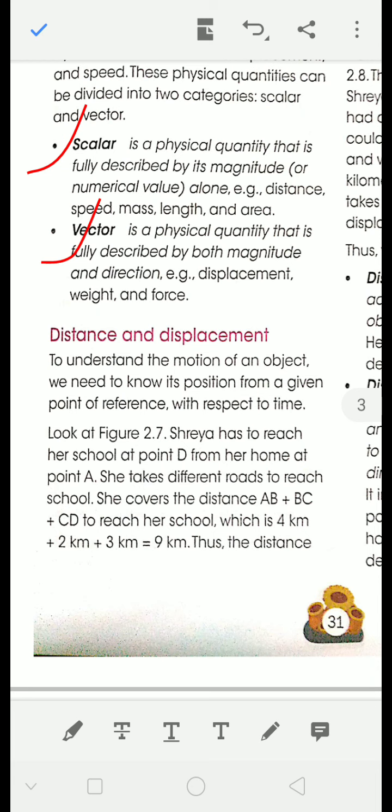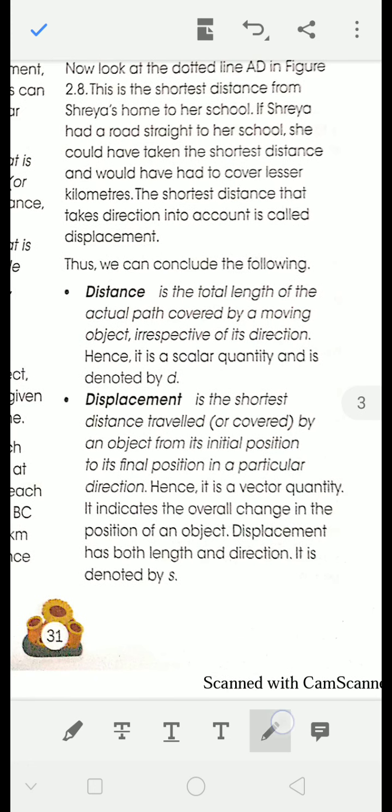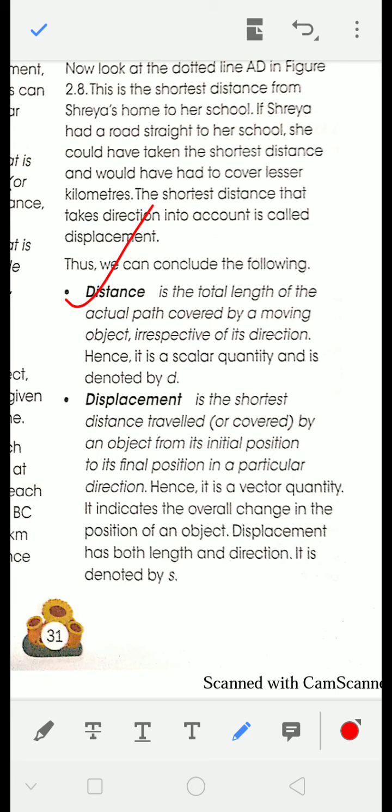Now, distance and displacement. Distance is what? Distance is the total length of the actual path covered by a body. It is the length of the actual path covered by the body, in whichever direction the body is moving. That is called the distance.